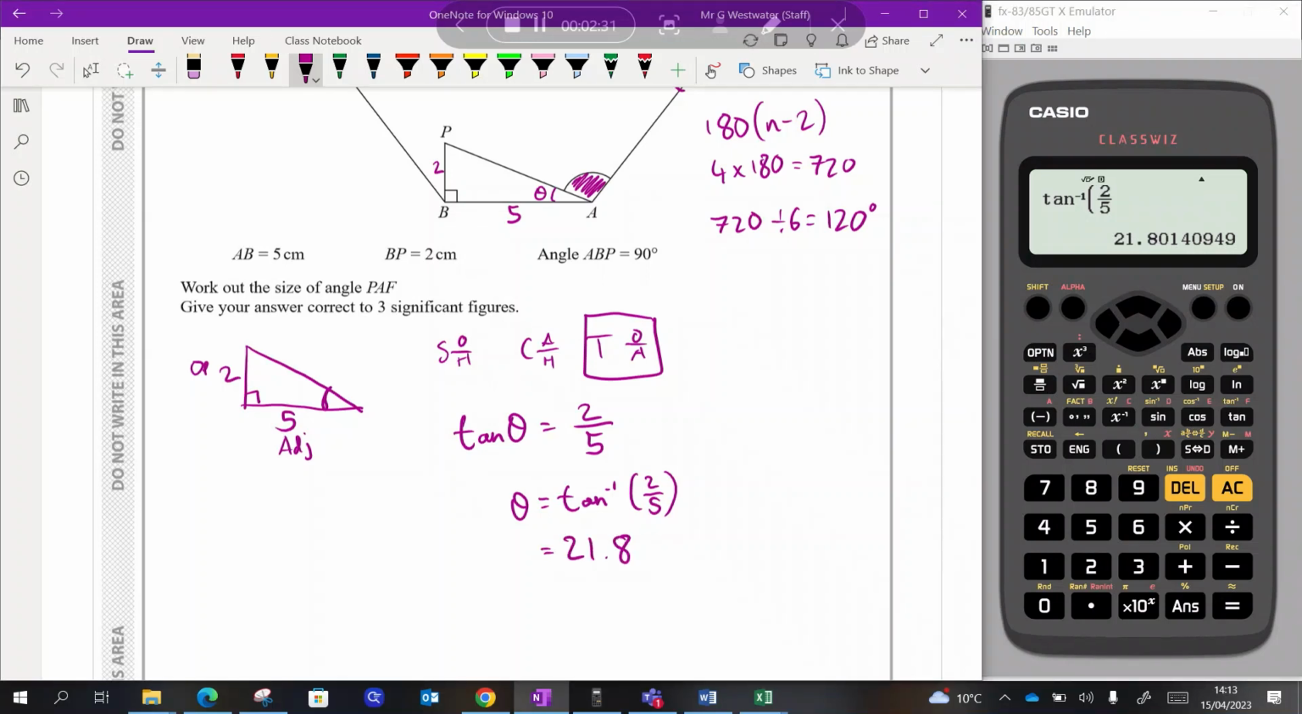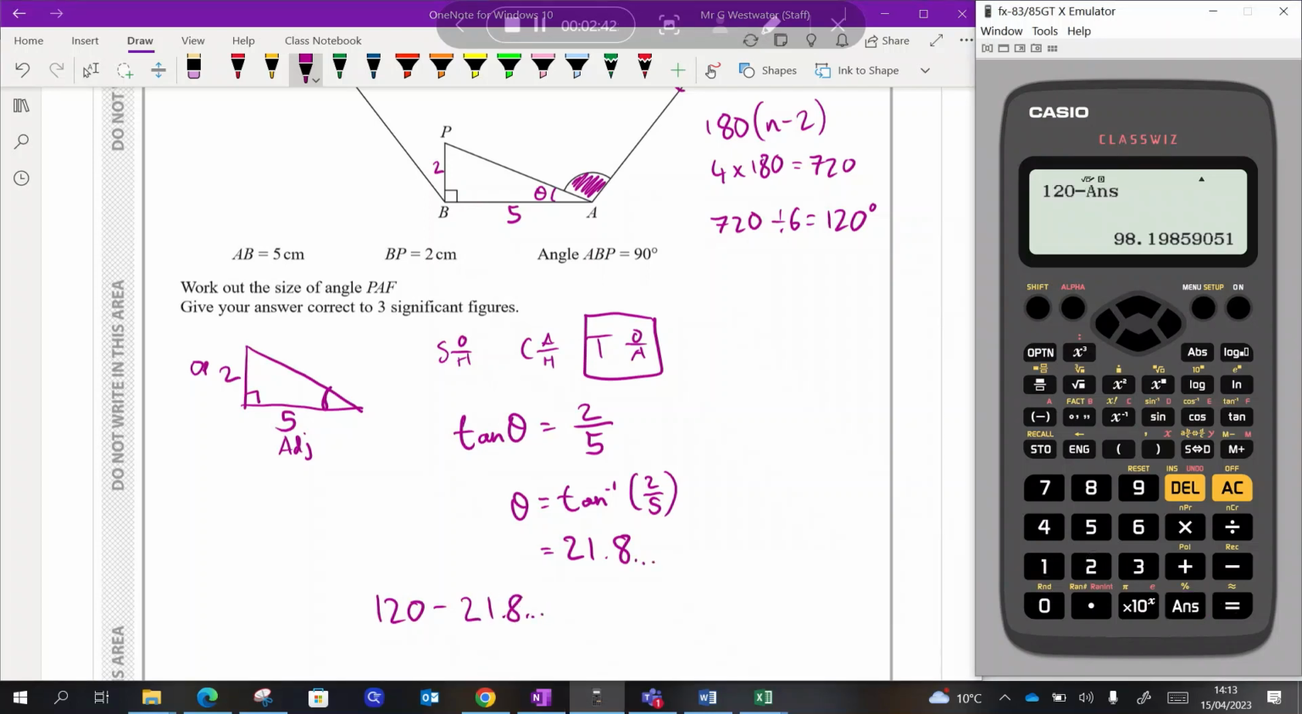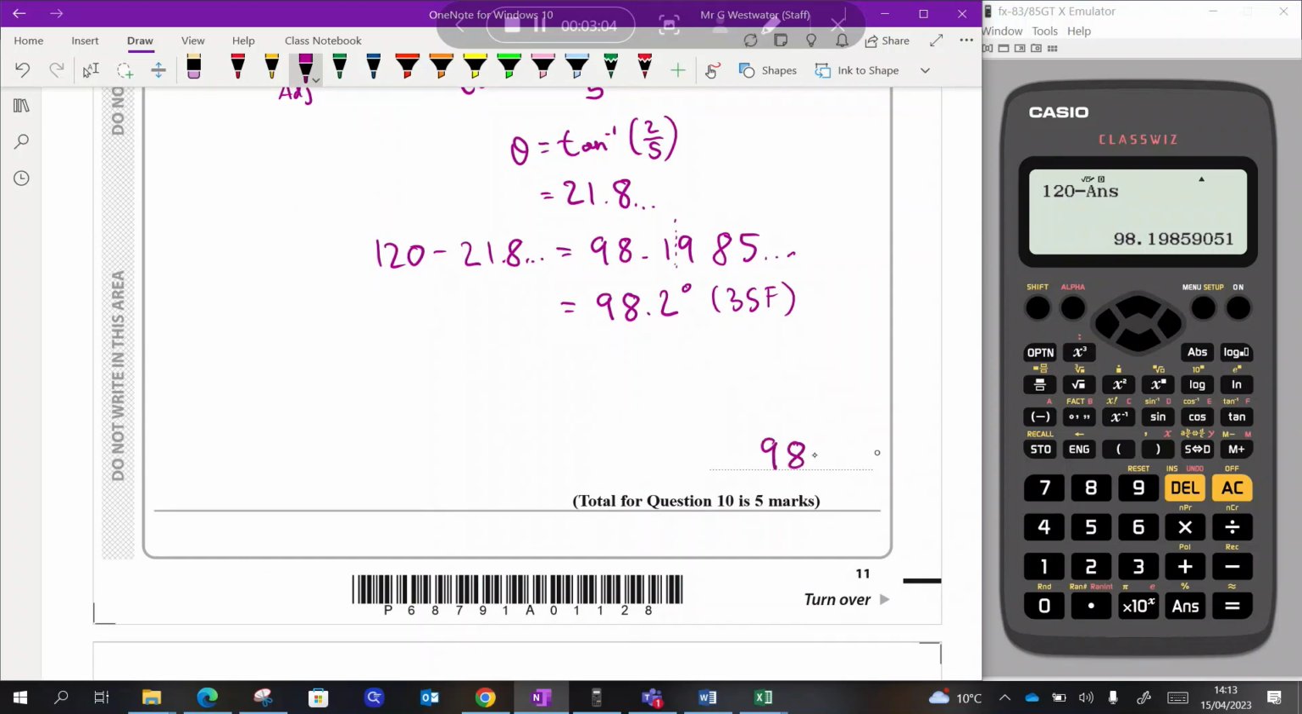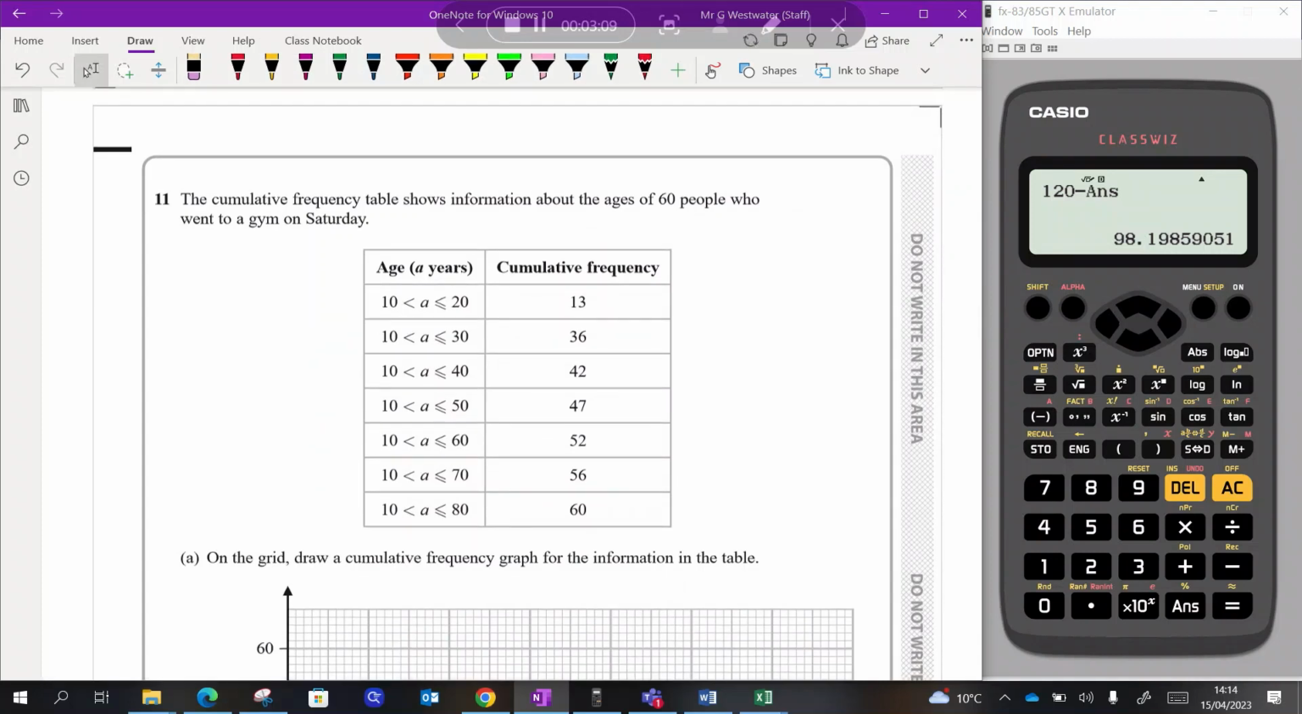And then we're going to take that away from that total angle, which was 120. So 120 minus 21.8 and so on, the answer is 98.1985 and so on, which to 3 significant figures, my imaginary line goes here, the 9 rounds that 1 up, so it's 98.2 degrees to 3SF. Okay, so 98.2 degrees. And on to question 11.